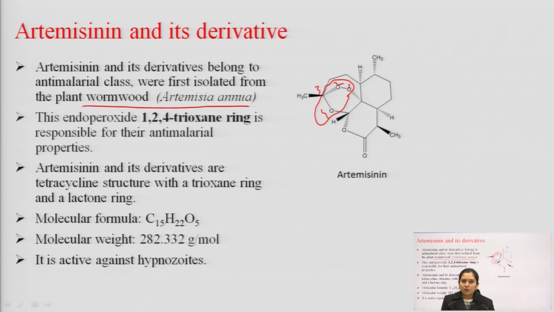If we discuss their molecular weight, they are high molecular weight compounds. The molecular weight is 282.332 grams per mole, and if we talk about the molecular formula, it contains 15 carbon, 22 hydrogen and 5 atoms of oxygen. It is active against the hypnozoite form of the plasmodium.